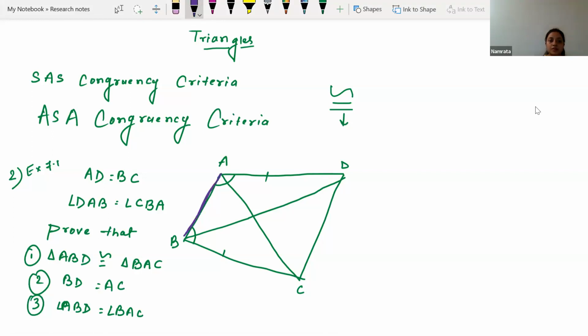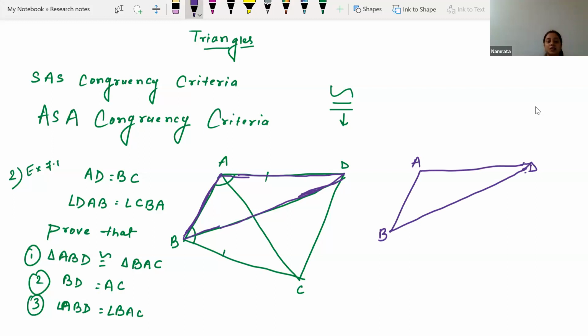This is the triangle, triangle ABD. Can you see? Okay, I am drawing it separately also so that you can visualize it. A, B, D triangle. And what's the other triangle?